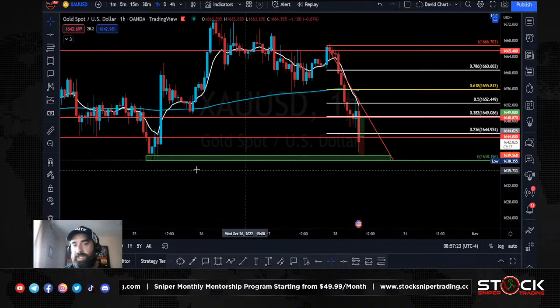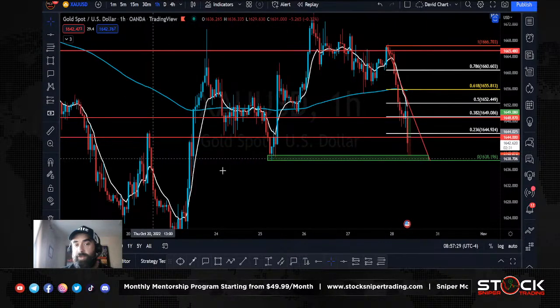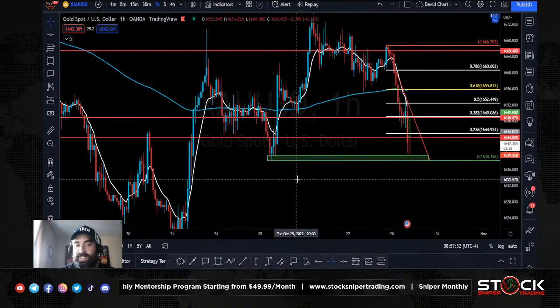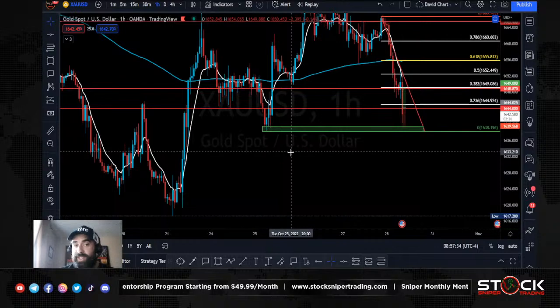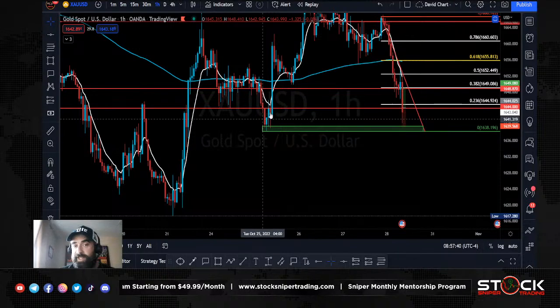You can see that if you're getting respected at the demand level here, this is the last leg before the break, guys. If we break there on gold, this thing is probably sinking back down to at least 1633.